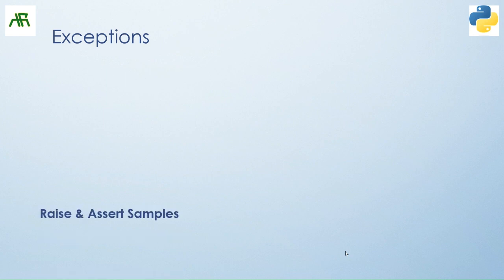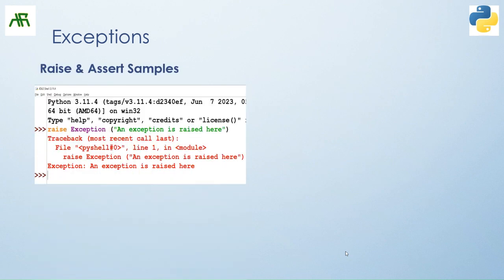Let's see some examples for both raise and assert. Here, this is a sample for raise. Raise exception, an exception is raised here. It's just a simple message coming out of an exception. So when the code is run, there is a traceback in the Python shell, and the message that we wanted to project comes out, and the execution stops there.